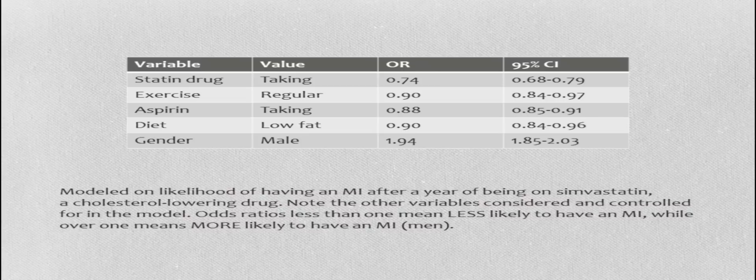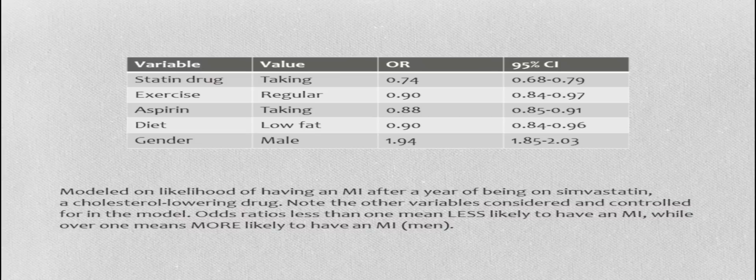And so the results from a logistic regression are reported in a table like this. You list the variable, you list what value was modeled in the regression. So in this case, for example, we're saying that taking a statin drug versus not taking it changed your odds of having an MI versus not having an MI to 0.74. In other words, taking a statin drug made you 0.74 times as likely to have an MI, so less likely to have an MI, compared with people who were not taking a statin drug.